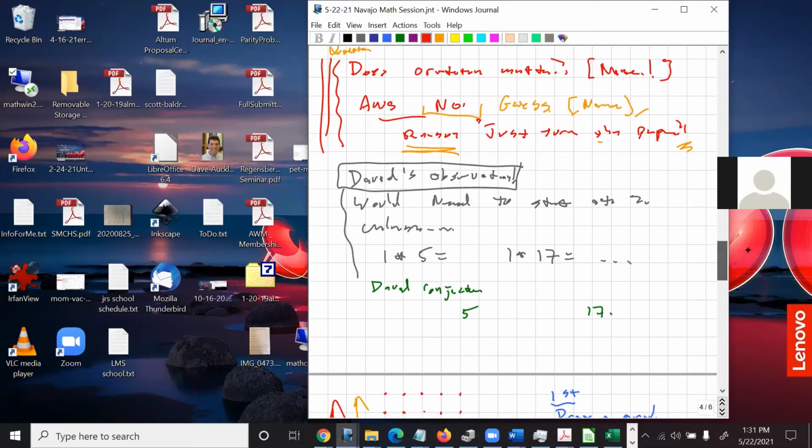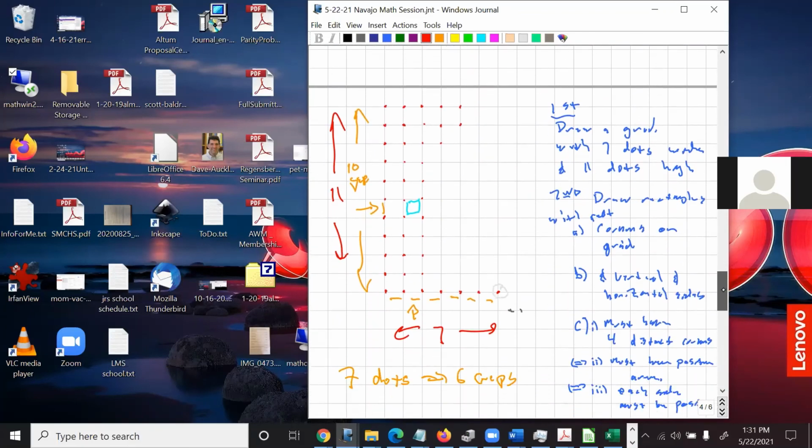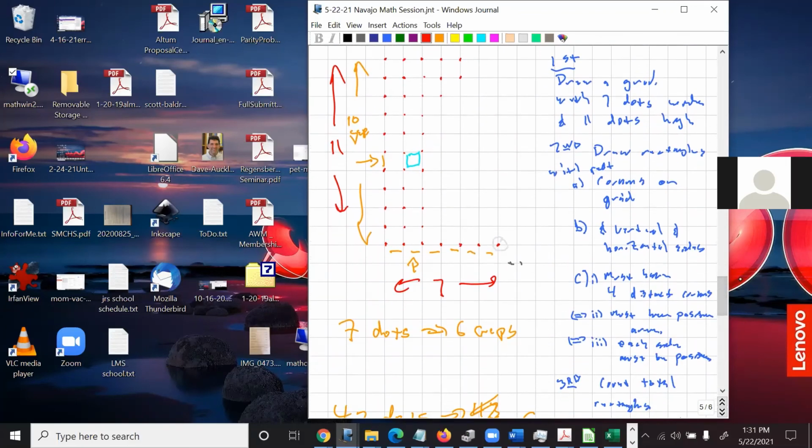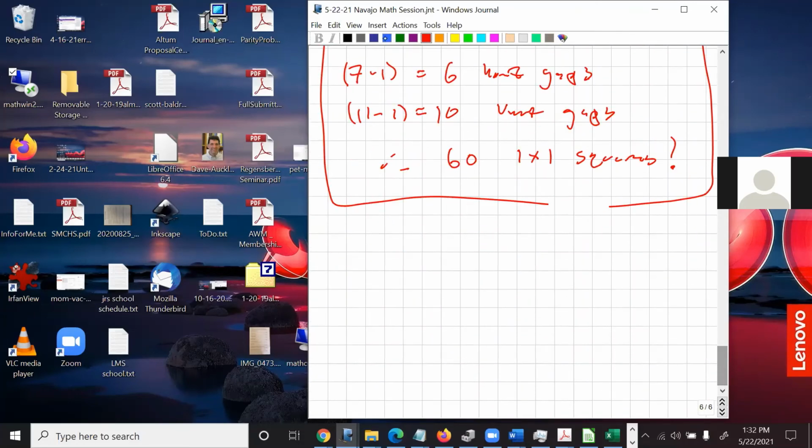Let's come back to David's thought and let's work out 1 star 5 and 1 star 17. Let's work out 1 star 5. So we've actually got a recipe here. The first thing to do is draw a grid. When we draw a grid, for the 1 star 7 or 1 star 5, I'm going to put 1, 2, 3, 4, 5.